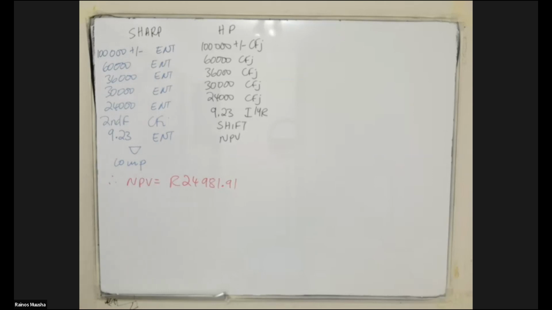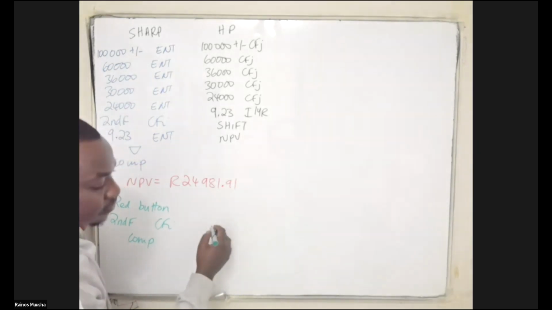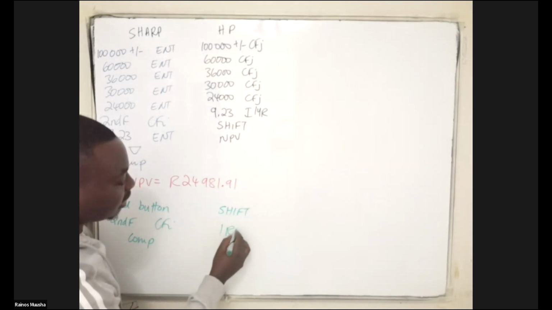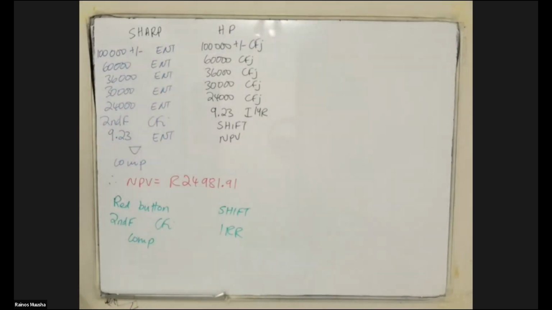If you're using the Sharp calculator to calculate the internal rate of return, all you need to do is press the red button, then you say second function, you press CFI, then you compute. If you're using the HP calculator, all you have to do is press Shift, and then you press the IRR button, right? And this will give you the internal rate of return.